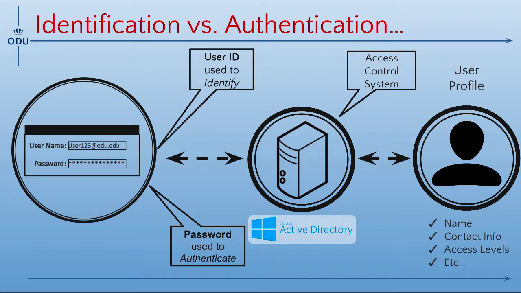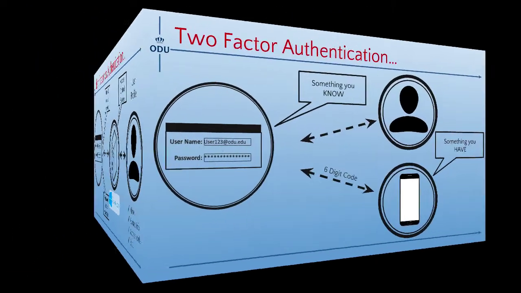So the access control system takes your user ID and your password, and it looks you up on an access list within a database, and it pulls out a user profile for you that identifies who you are, has contact information, but most importantly, it provides access levels to what you are authorized to use within a system. That is essentially identification and authorization.